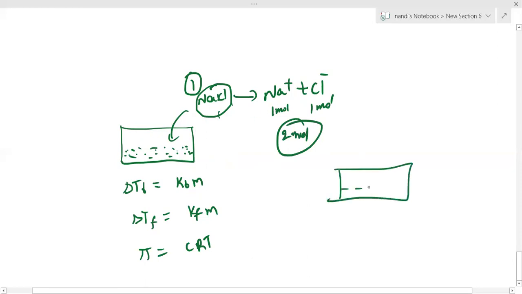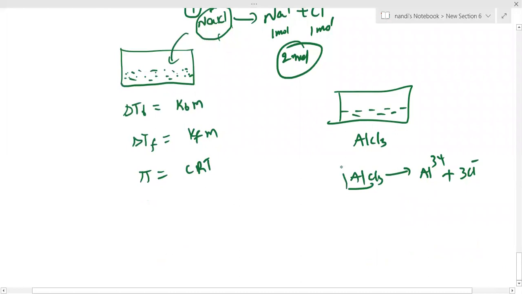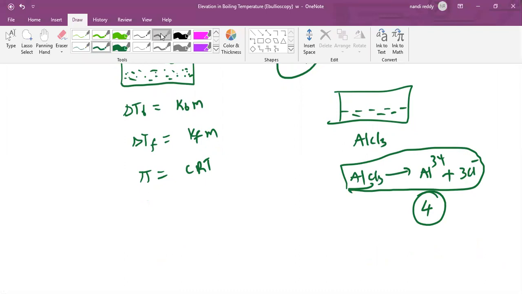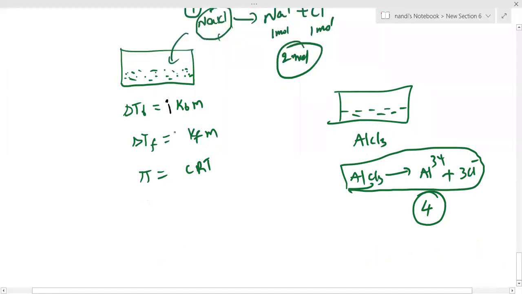Similarly, if I use an AlCl3 solution, how many ions do I get? I get 4 ions, Al3 plus and 3 Cl minus. So the expected colligative property and the calculated colligative property are going to be different. Here 4 ions I am getting, so 4 times the change. So a correction factor is needed. That correction factor was introduced by Van't Hoff, and we call it the Van't Hoff factor i. Before every formula you have to keep i, the correction factor. Clear? So this is for two cases.